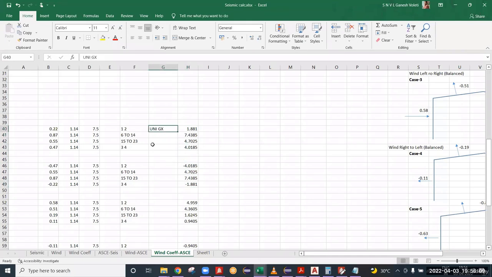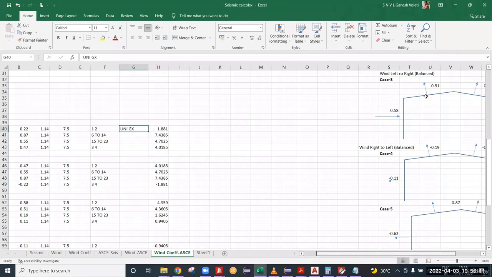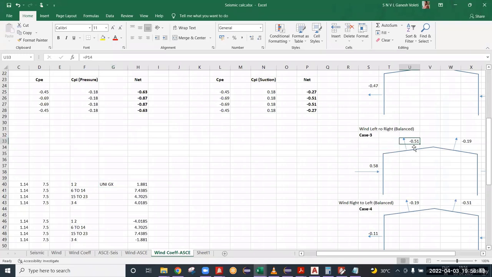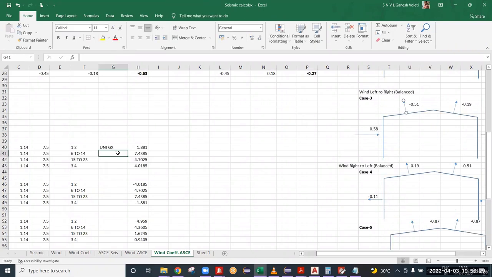If you observe the rafter here, the load direction is perpendicular to the rafter, not the global Y direction. Global Y is straight upwards, right? But here the load is perpendicular to the rafter. So that is why I am mentioning UNI only Y. I'll show you how these loads will be applied.